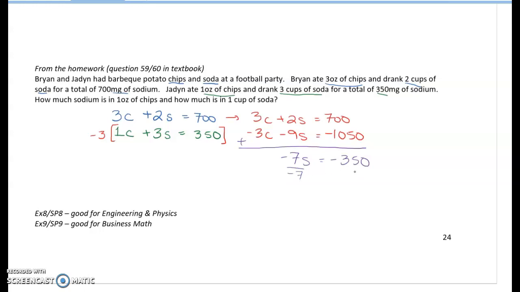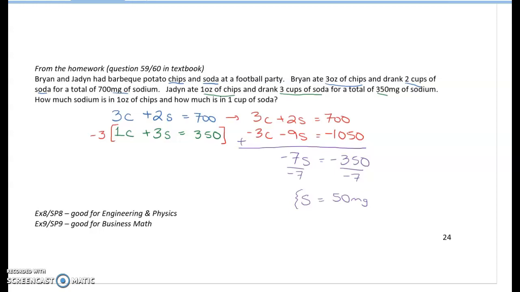Divide by -7. And we get S equals 50. It's being measured in milligrams. So there's one answer. Soda has 50 milligrams of sodium.